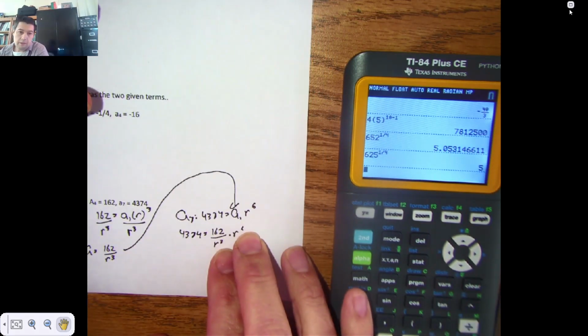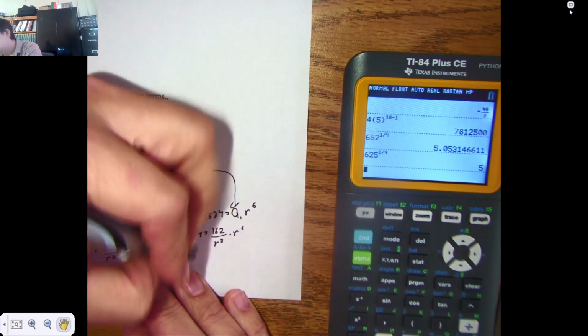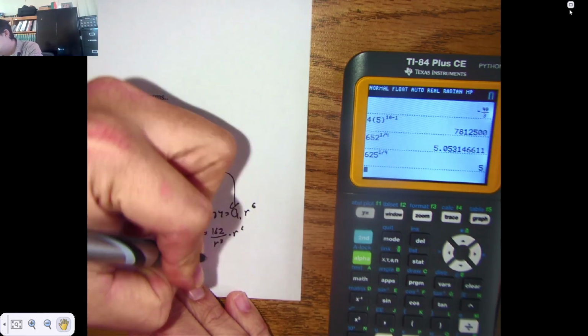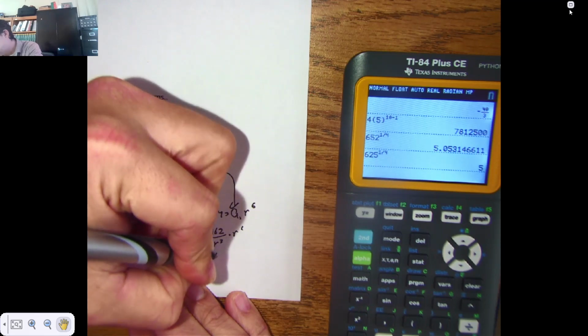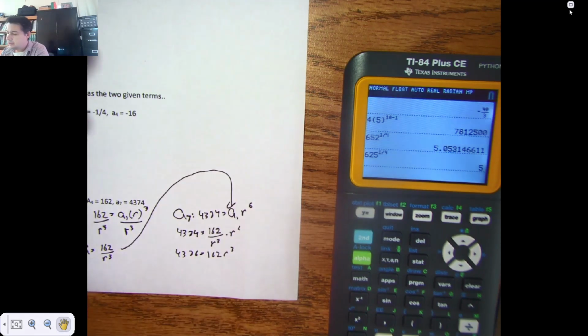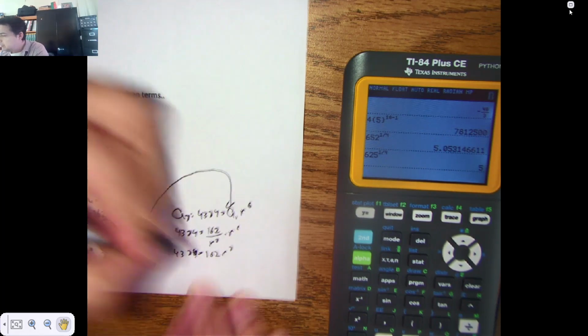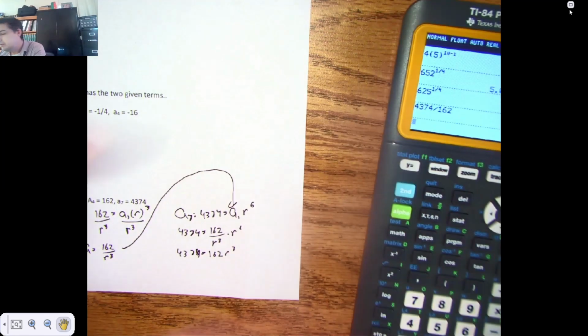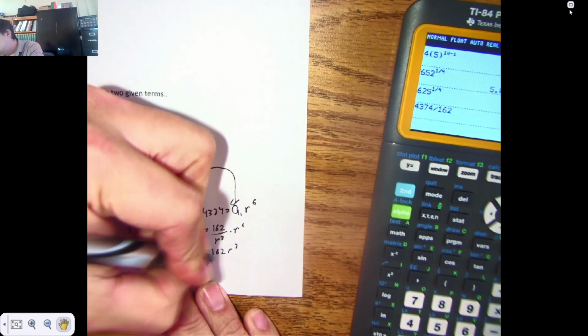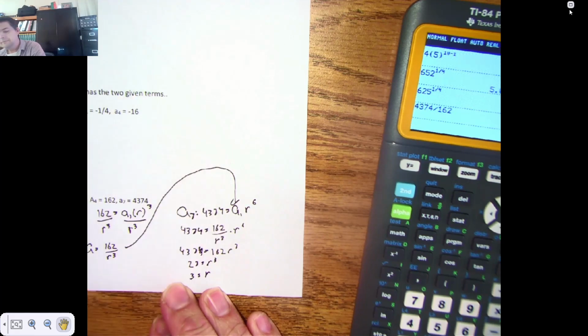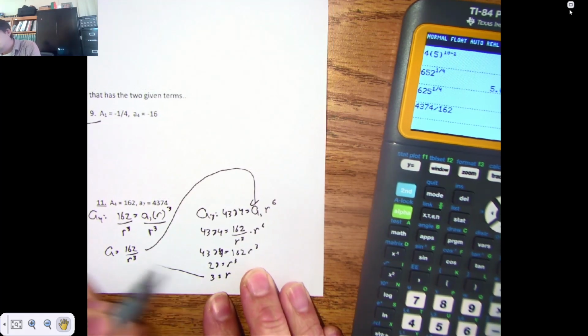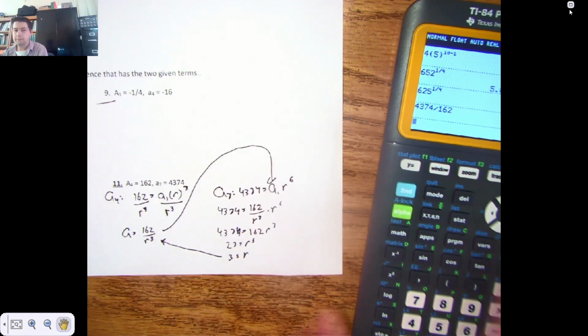If we do r cubed underneath times r to the 6th up top, we'll get r cubed in the numerator. Take my 4374, divide that by 162, and I get 27. 27 is r cubed, which means that r is 3. And again, going back to the ideas of substitution, I can plug that in right there.